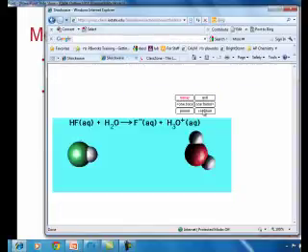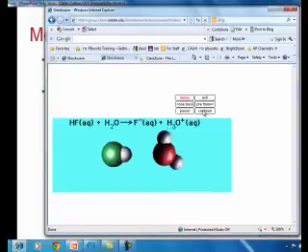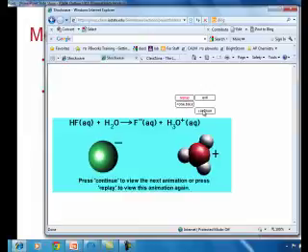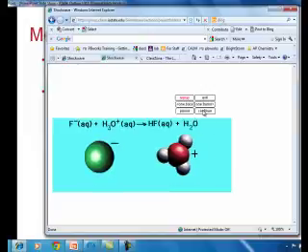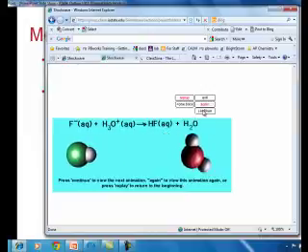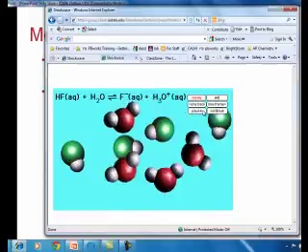Now let's look at HF. HF reacting with water to form a fluoride ion, and again the hydronium ion. And then it actually goes back to the HF molecule and water. Okay.